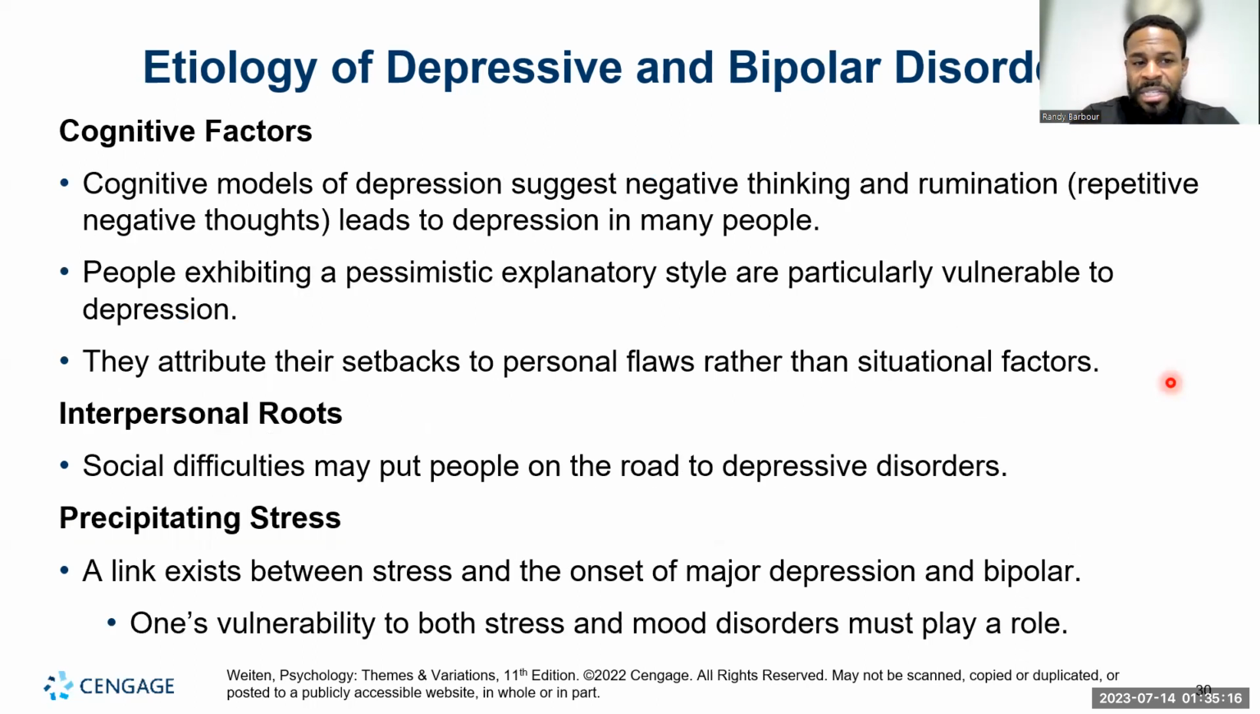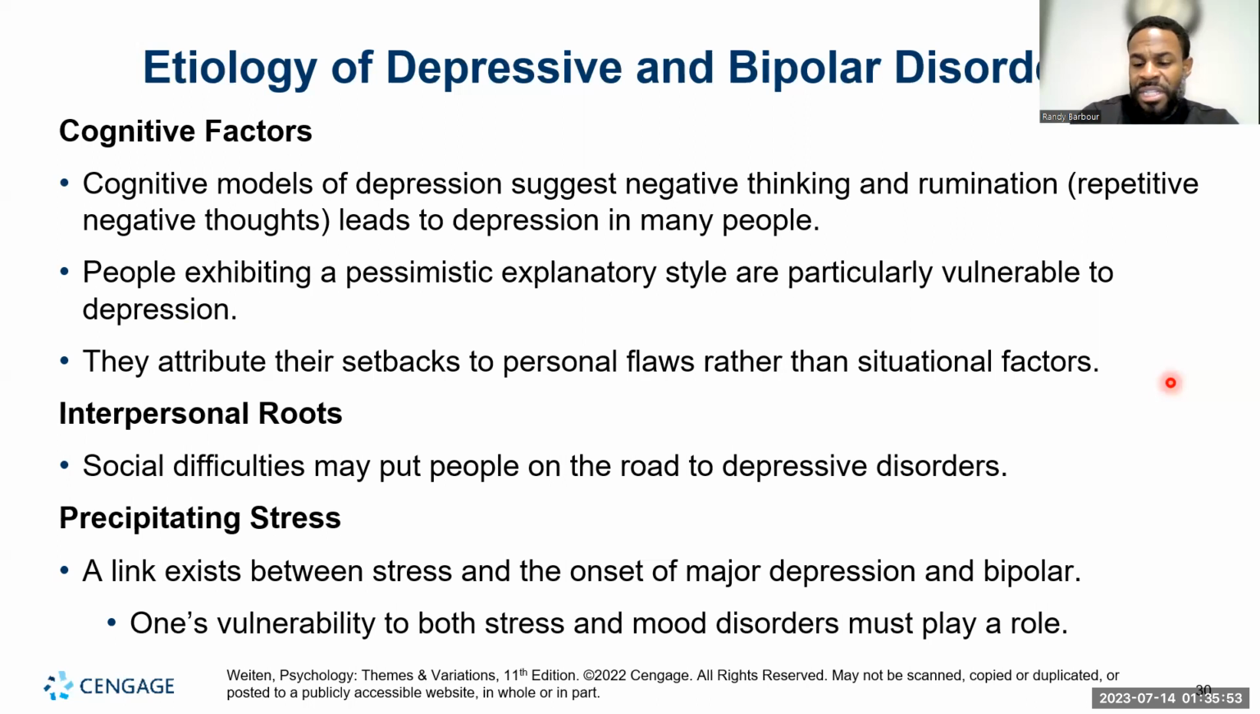Some further etiology is cognitive factors, negative thinking, ruminations or repetitive negative thoughts. People being really pessimistic, those who are narcissistic, those who are always anxious, always thinking the worst. Then interpersonal roots, so social difficulties. Maybe you lose your house, you lose your job, really stressful things happen. Maybe you have a bad breakup. Those things can disrupt your mood and lead to depressive disorders.